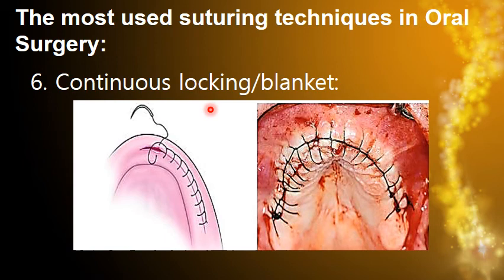It will provide the advantages: avoid multiple knots, distribution of tension, watertight closure, and prevent excessive tightness. But its main disadvantage is that it prevents adjustment of tension over the suture line if I have a swelling. If this tissue becomes swollen, I will have tension in some areas and no tension in other areas, and it may cause tearing of some stitches.